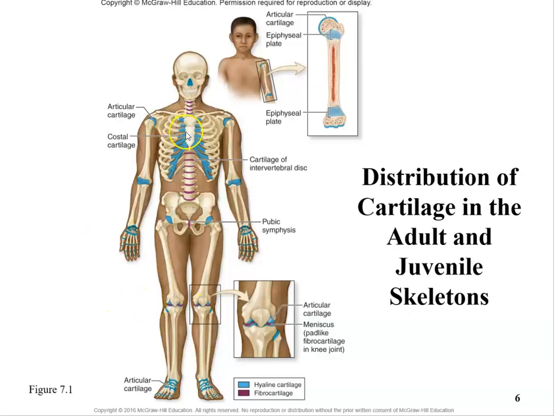So this slide is just showing you where all the cartilage can be found. Here's the costal cartilage that connects the ribs to the sternum. Here on the end of these long bones is the articular cartilage. And remember, both of these types of cartilage are going to be hyaline cartilage, okay? You can also see articular cartilage down here on the ends of the femur. Fibrocartilage you're going to find here in the intervertebral discs and the pubic symphysis and the meniscus of the knees.